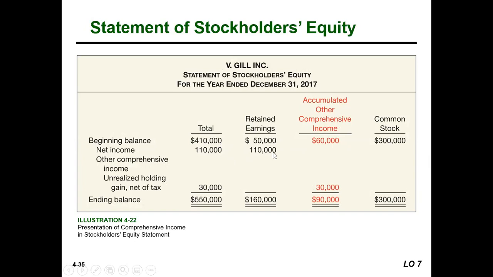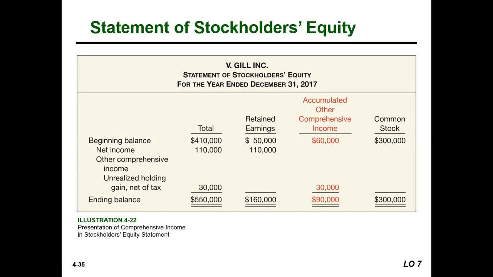Then we're adding net income that gets added to retained earnings. We don't have any dividends in this case, but we did have, let's see here, what is this? Unrealized holding gain net of tax of 30,000. So in this case, our main categories of stockholders' equity are retained earnings, accumulated other comprehensive income, and common stock.